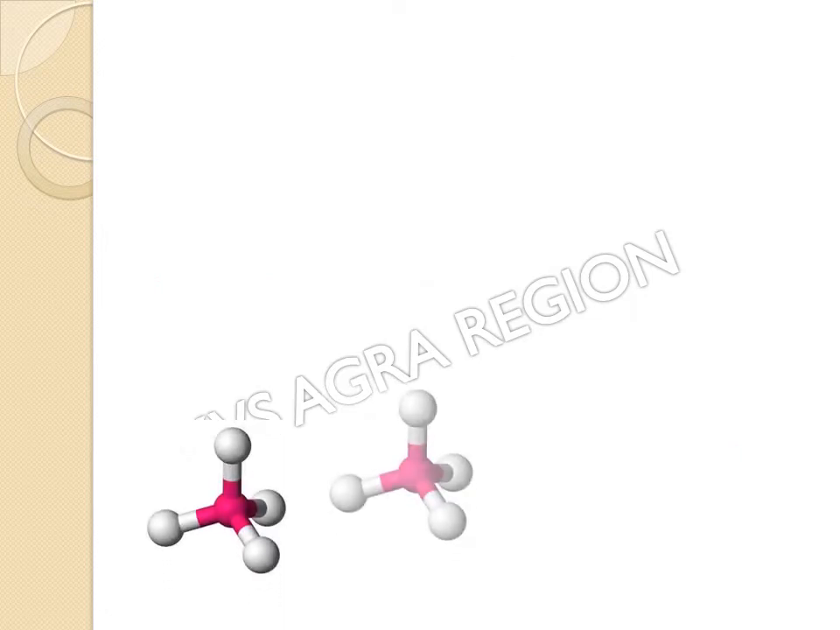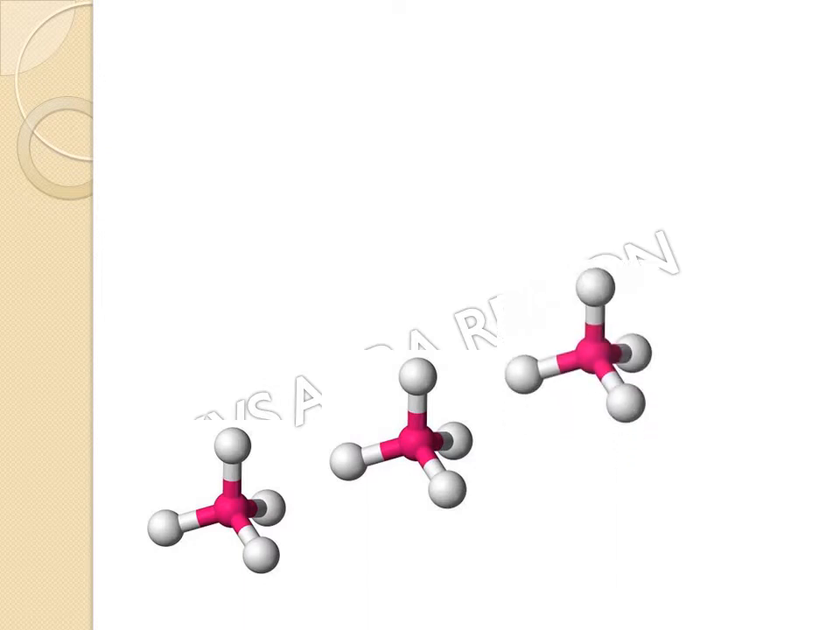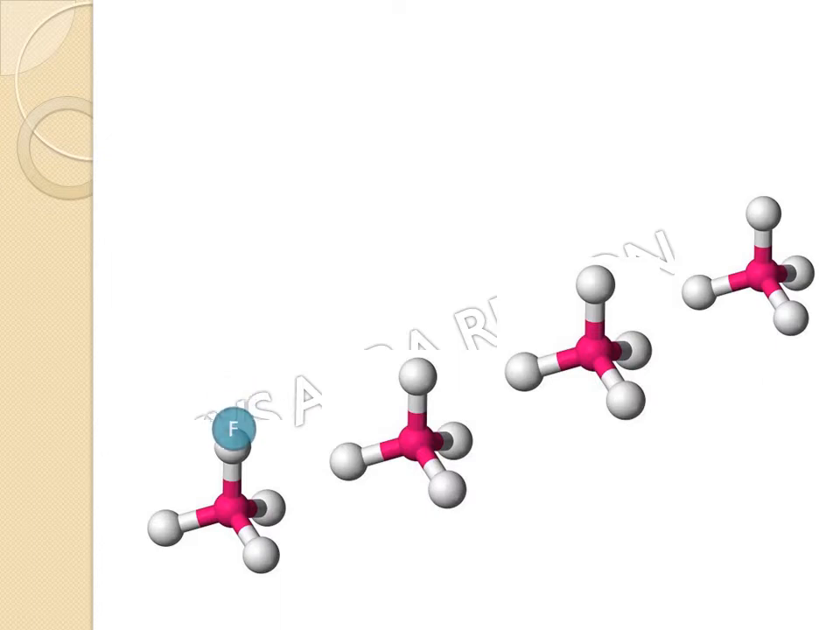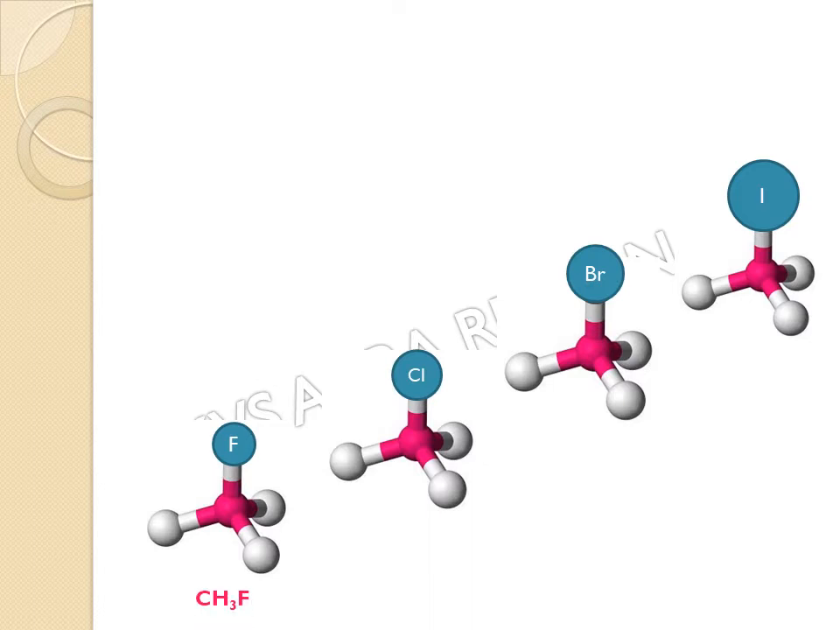This is a methane molecule. One hydrogen gets replaced by fluorine, chlorine, bromine, iodine. Hence we can say fluoromethane, chloromethane, bromomethane and iodomethane are formed. Here we can see the size of the halogen atom is different. It is increasing from fluorine to iodine.